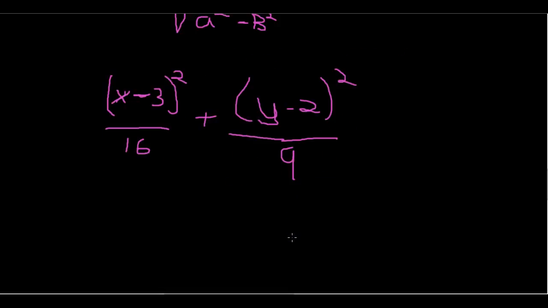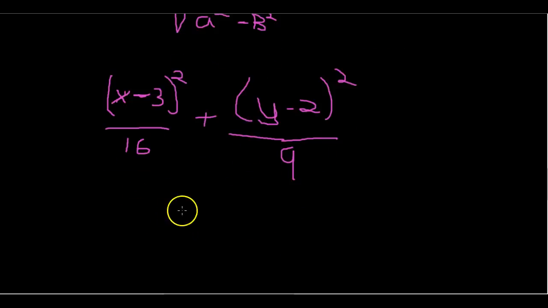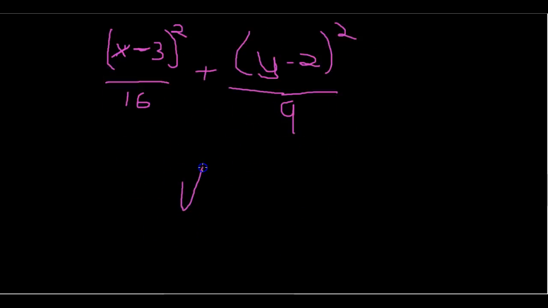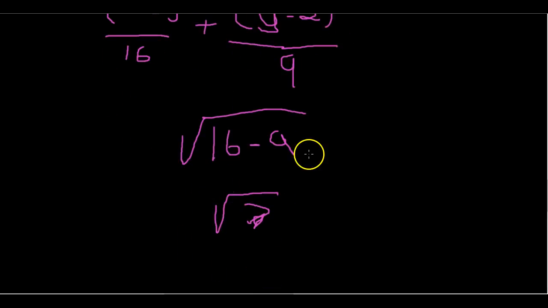Okay, so like we have up here, we can just take this a squared minus b squared. So we're going to do that: 16 minus 9. So what is that going to equal? That's going to equal 7. So we're going to have the square root of 7 is how far we go over. So let's just graph this real quick.